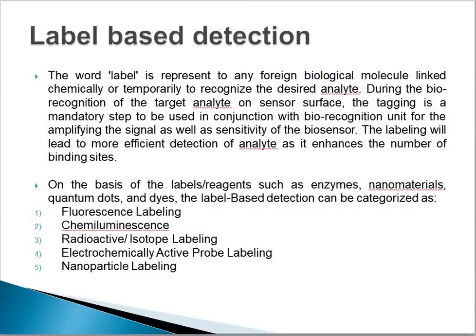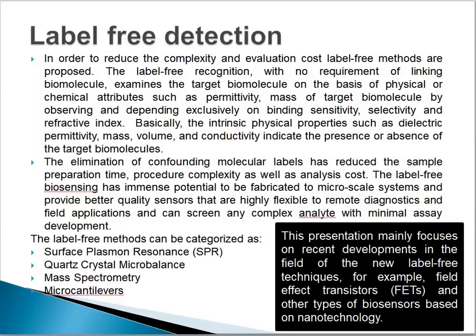On the basis of labels, reagents such as enzymes, nanomaterials, quantum dots and dyes, label-based detection can be categorized as: first, fluorescence labeling; second, chemiluminescence labeling; third, radioactive isotope labeling; fourth, electrochemically active probe labeling; and fifth, nanoparticle labeling. In this presentation, we will talk about the label-free detection in detail because we are using the label-free detection in the FET-based biosensor.